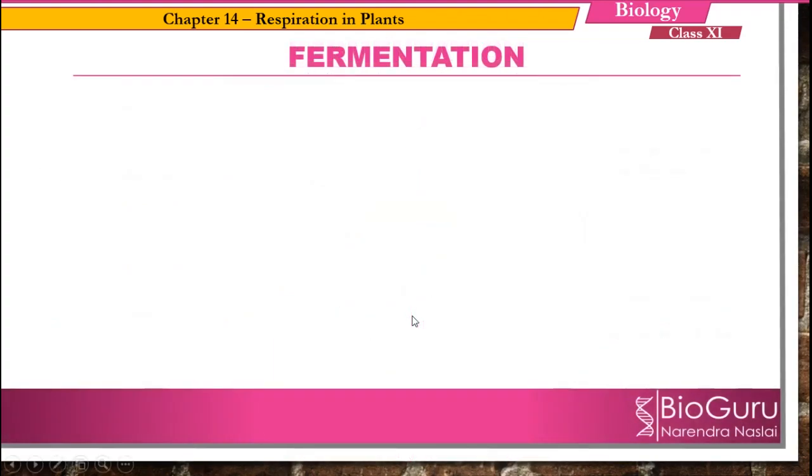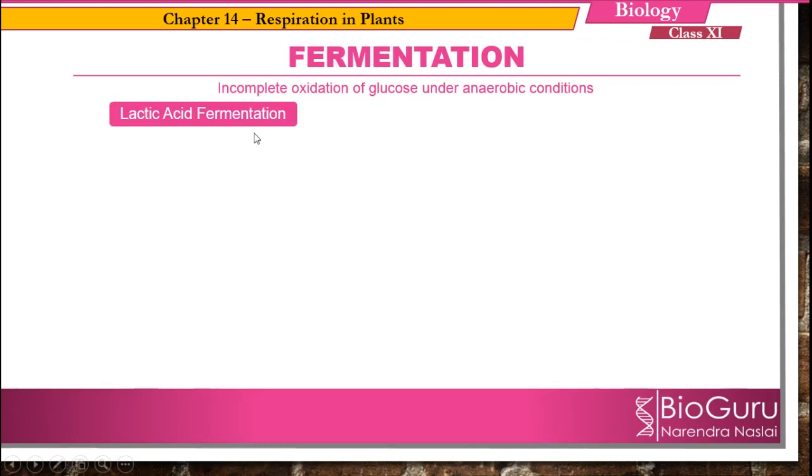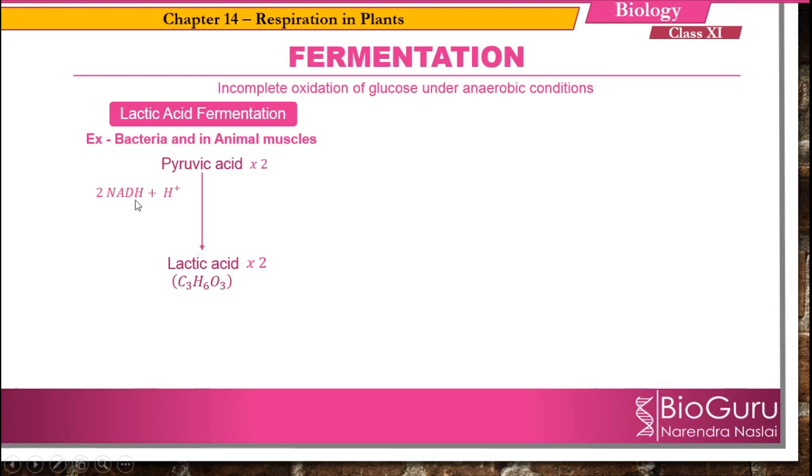So let us see. Fermentation, we know, is the incomplete oxidation of glucose under anaerobic condition, right? There are two types of fermentation, lactic acid fermentation and alcoholic fermentation. We'll see one by one. First one, lactic acid fermentation. In lactic acid fermentation, examples are bacteria and animal muscle cells, where two molecules of pyruvic acid are converted into two molecules of lactic acid. Its molecular formula is C3H6O3, and during this process NADH is utilized.